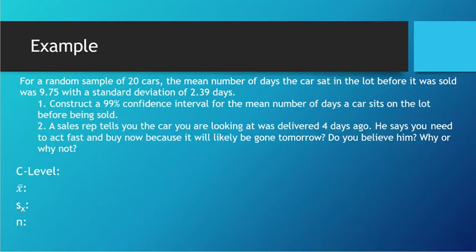All right, so we will look at an example. We have a random sample of 20 cars, and the mean number of days it sits in there was 9.75 with a standard deviation of 2.39, and we want a 99% confidence interval. So our confidence level is going to be 0.99. X bar is the sample mean, which in this case was 9.75. S sub X, that is the sample standard deviation. So for this problem, it was 2.39 days. And then our sample size was 20 cars.